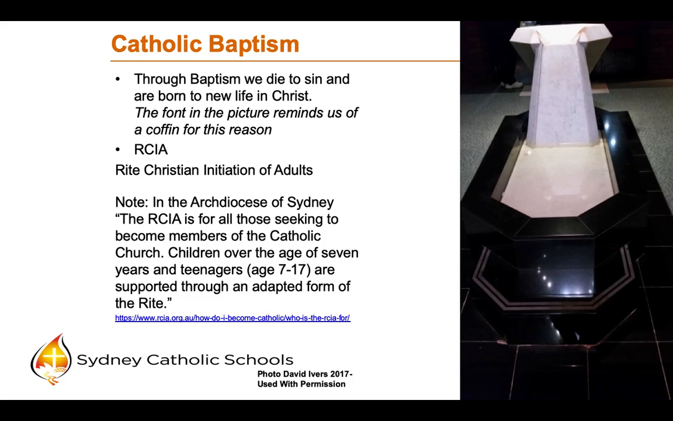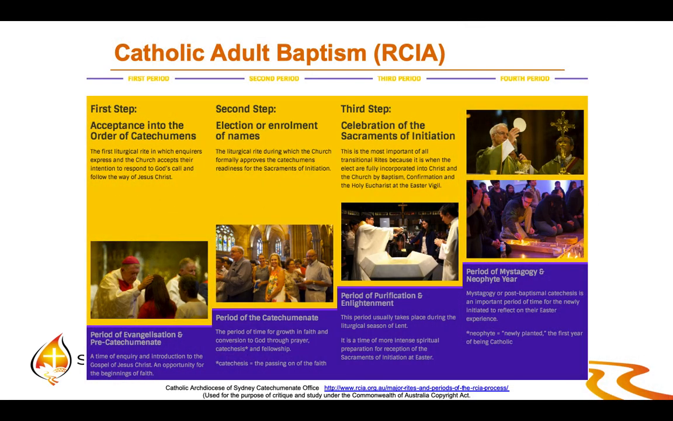The Catholic Church also has the Rite of Christian Initiation of Adults. Note that in the Archdiocese of Sydney, the RCIA is for all those seeking to become members of the Catholic Church. Children over the age of 7 years and teenagers aged 7 to 17 are supported through an adapted form of this rite. The Catholic Church has a Rite of Christian Initiation of Adults. This has four periods to it.